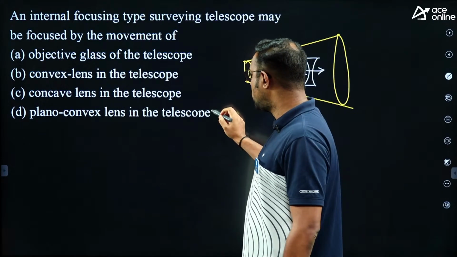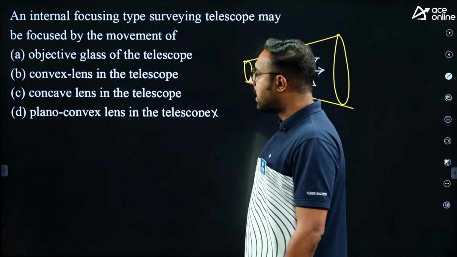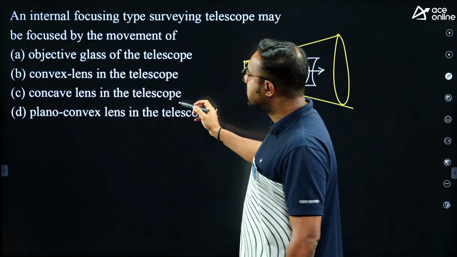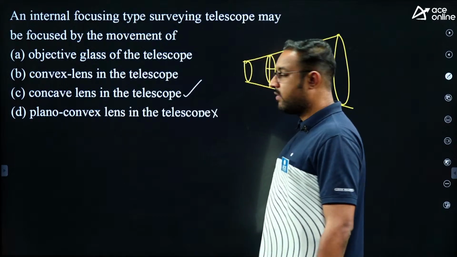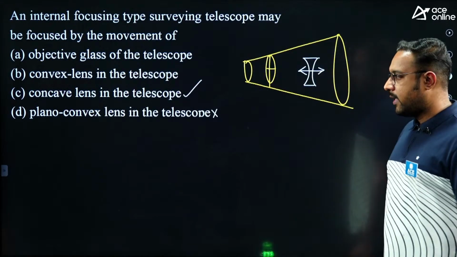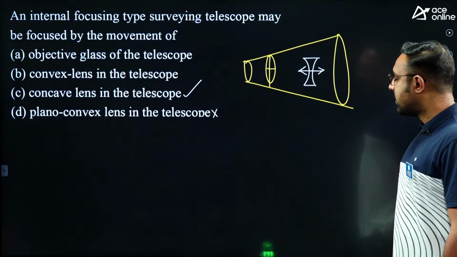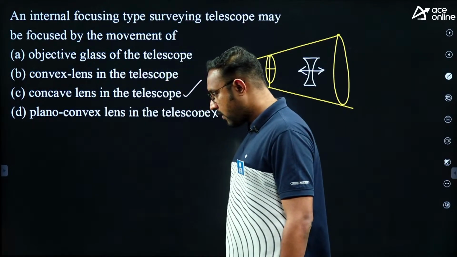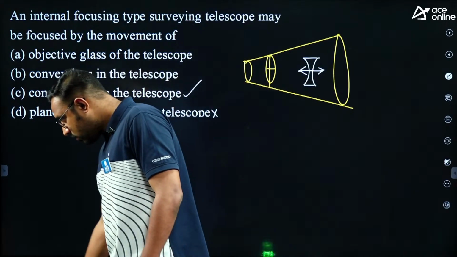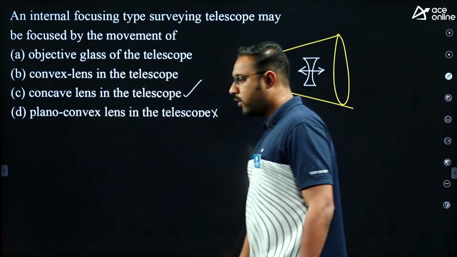Planar convex lens is used in our Ramsden's eyepiece, that we don't want. Concave lens, convex lens, objective lens, the answer is concave lens. Double concave lens in our telescope. Understand? Right, that's it. Okay, so are you able to answer it? Very good. So Shiva, very good Shiva, very good.